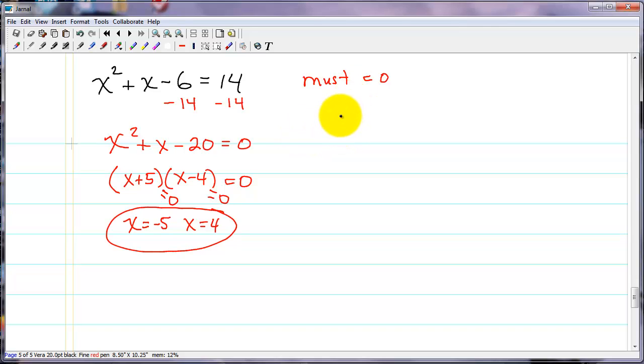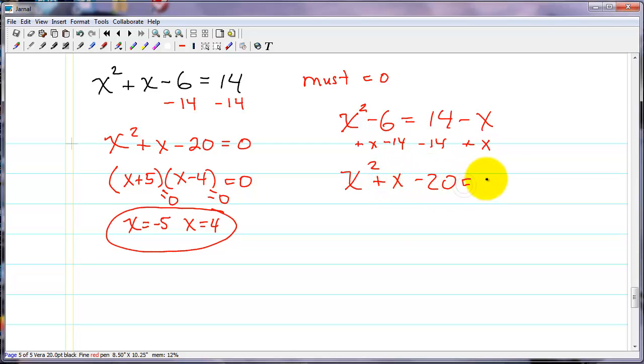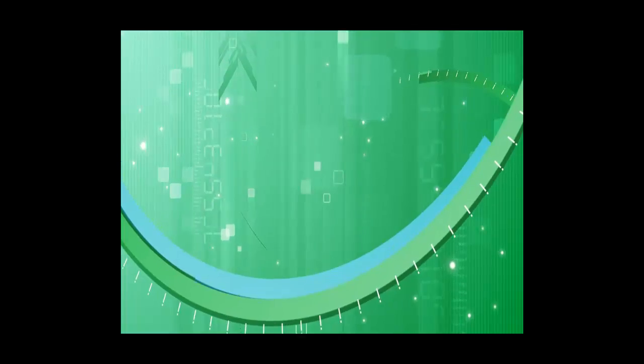Even if this problem had been x squared minus 6 equals 14 minus x, to solve this we've got to move everything to the other side. Move the x over here, subtract the 14, and then again we would have had the same equation. So don't forget this. This is important. Otherwise, this is pretty easy, and good luck as you work your problems.